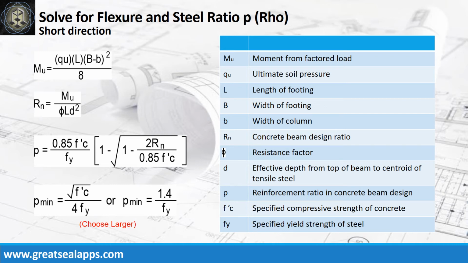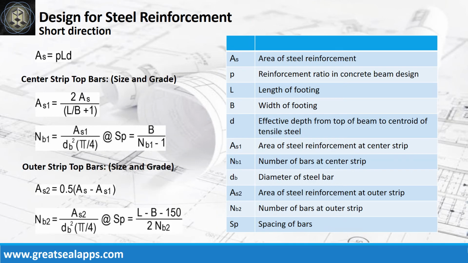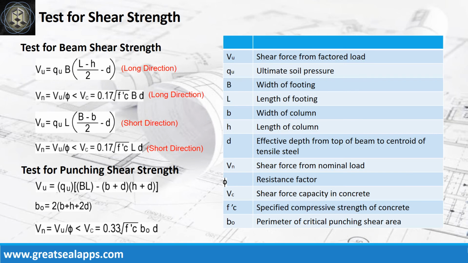Then get the concrete beam design ratio Rn to solve the reinforcement ratio rho and check minimum from ACI code. Solve the area of steel at short direction, then get the area of steel at center strip and the corresponding number of bars. After that, get the area of steel at outer strip and the corresponding number of bars.